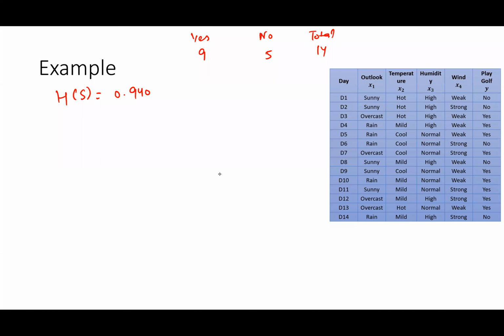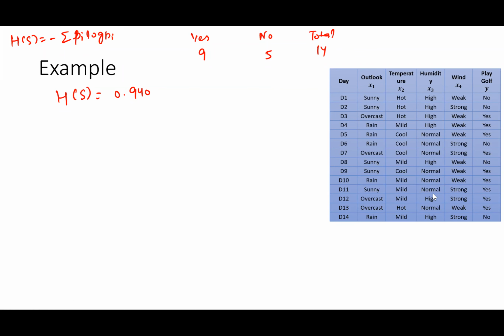Okay, so let us now try to solve this example here. Fine. So we calculated the entropy of the system S by using the formula which we have earlier done. So let me write that formula as well. H of S is equal to minus summation Pi log of Pi. And in our case, the probability of yes was 9 by 14, probability of no was 5 by 14, and in that case we came up with the entropy of the system equal to 0.940.